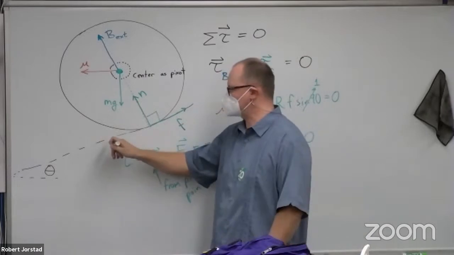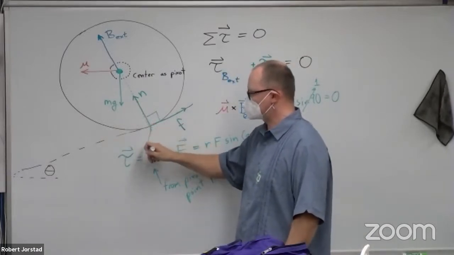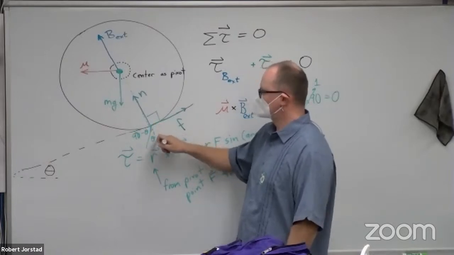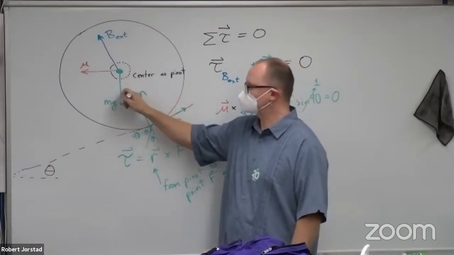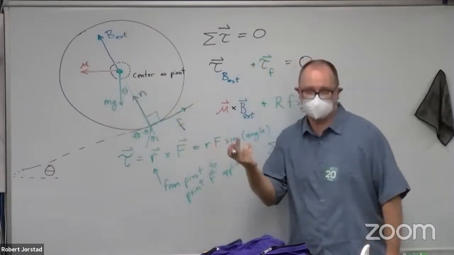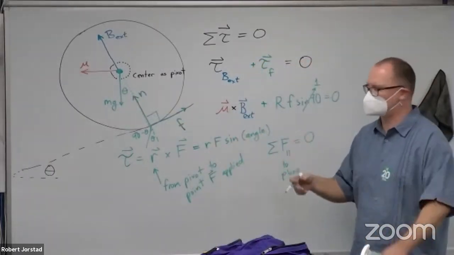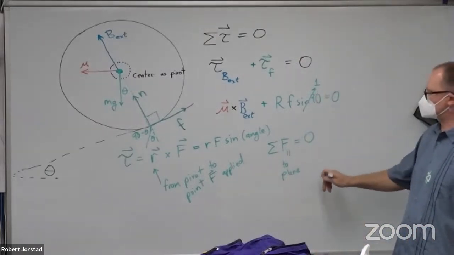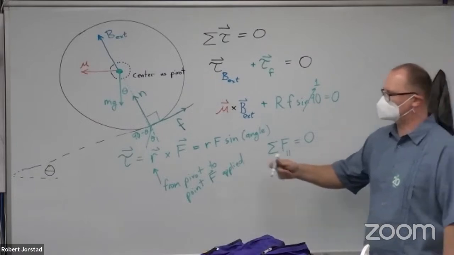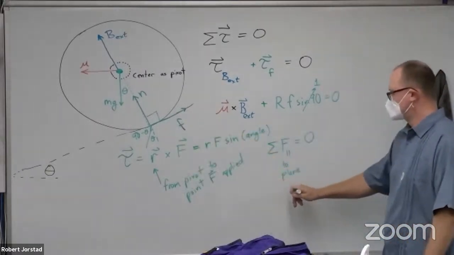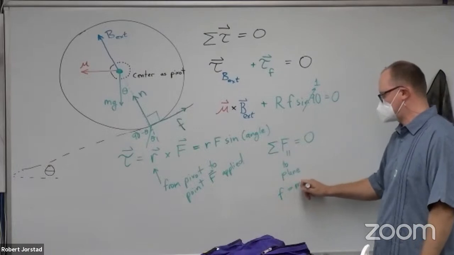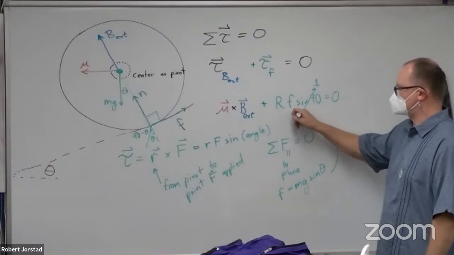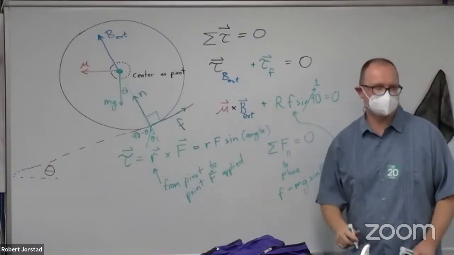Because if this is theta, this is 90 minus theta. That makes this theta by these whatevers. That's also theta. Do you agree? That's a very technical whatever rule. Sorry. But do you agree that it's mg sine theta down the plane and friction up the plane? So doesn't that tell us friction equals mg sine theta? So now I got something to plug in here and I can solve for B external.